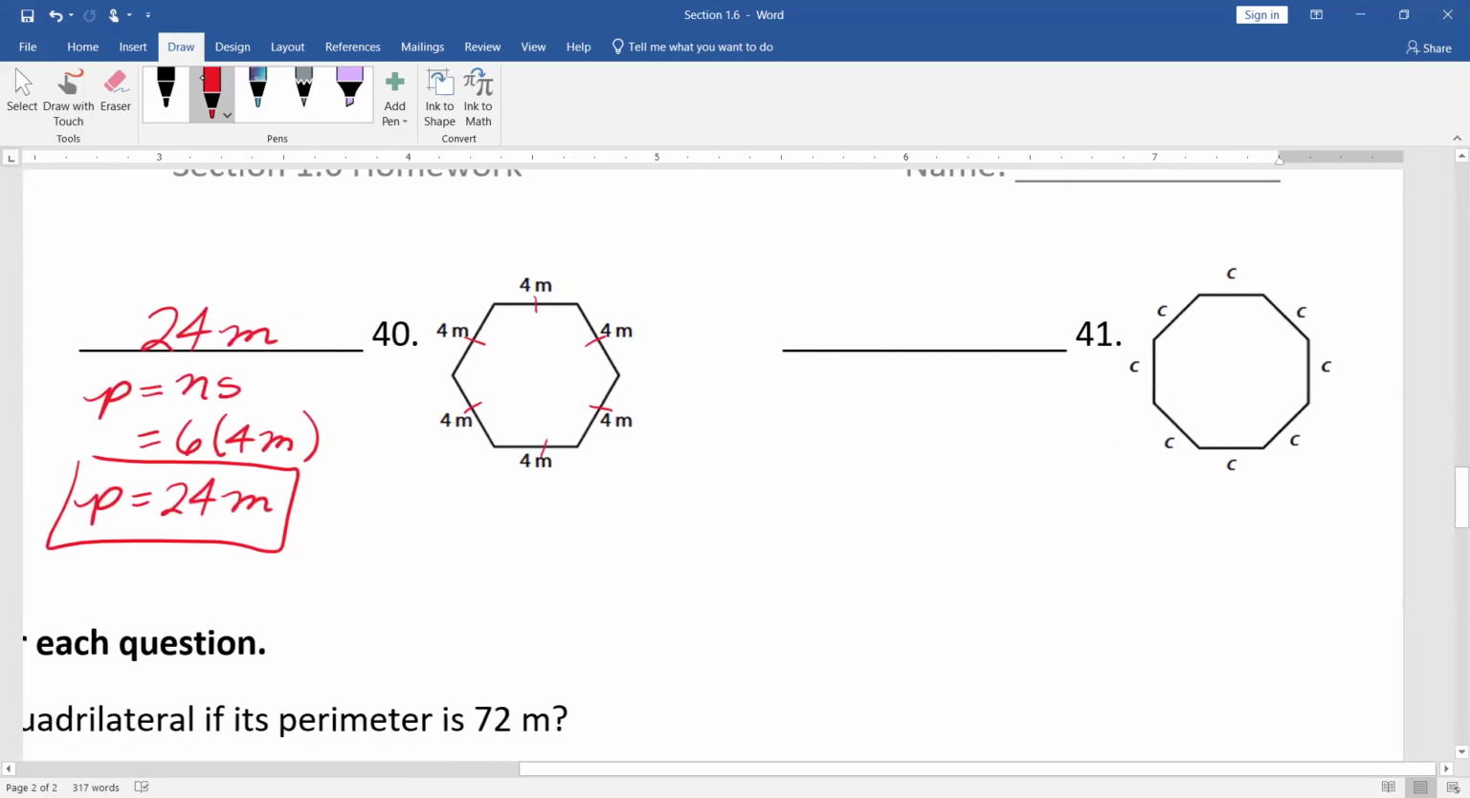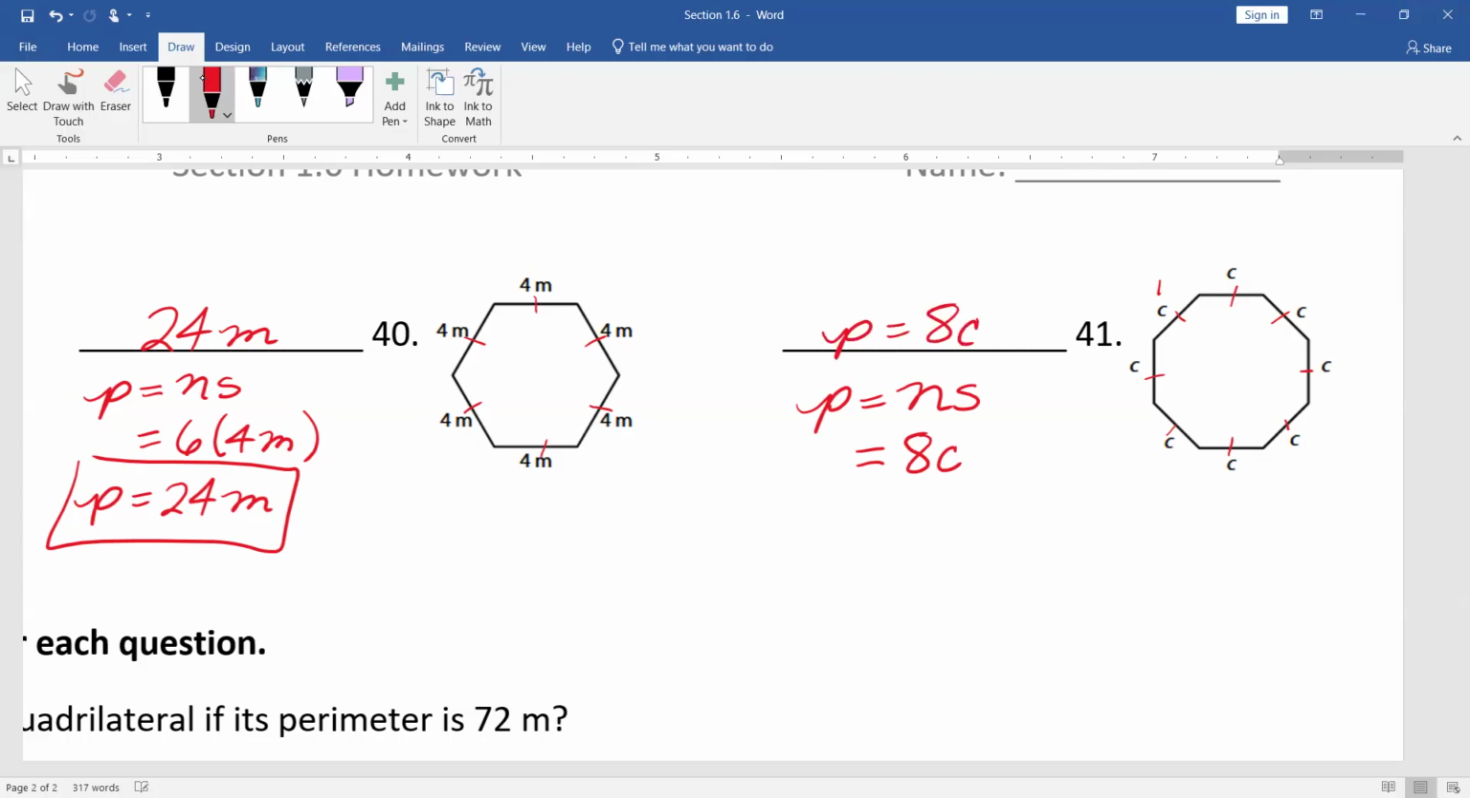And the last one here, we have all variables, but you'll notice each side has the exact same variable. So that means that this one is once again equilateral. All the sides are the exact same length. And I have 1, 2, 3, 4, 5, 6, 7, 8 sides. So perimeter equals the number of sides times the length of the side. So I have 8, and each side is side length C. That's the closest we can get. So the perimeter equals 8 times C.